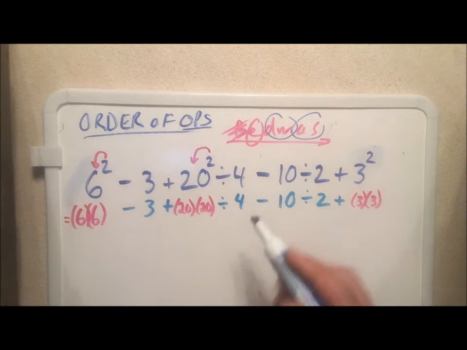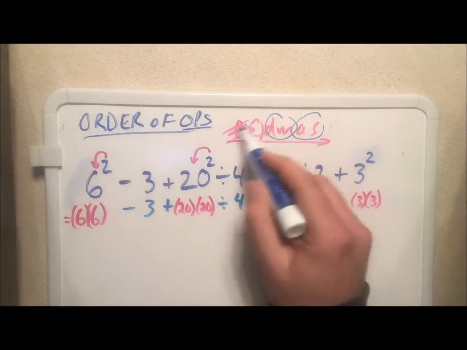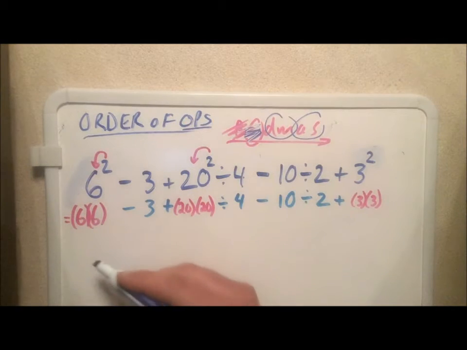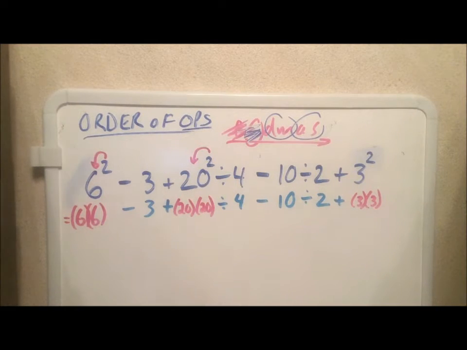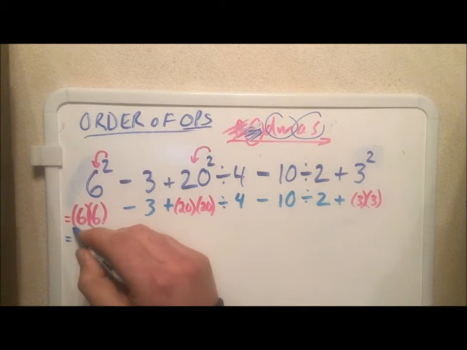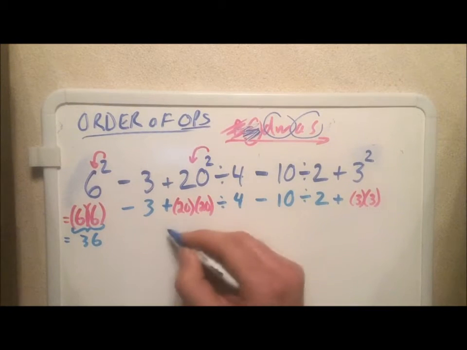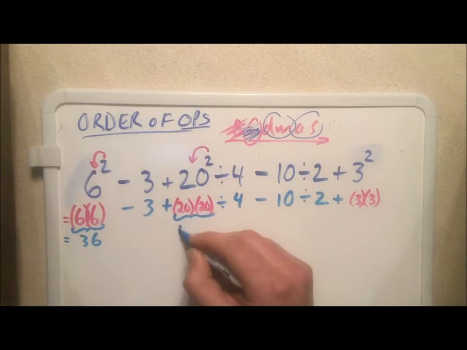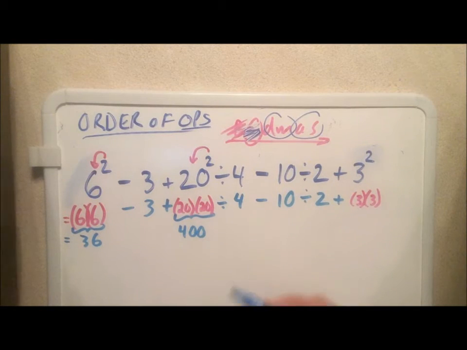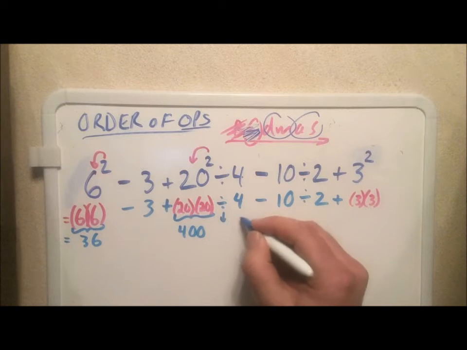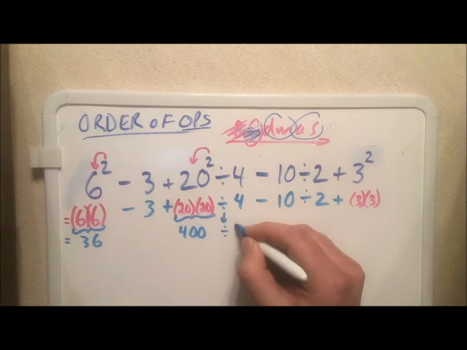Now, at this stage in the game, we have no more exponents, so we can cover up the exponent. Now we're looking at division and multiplication, so that's what we're going to do next. So we start with an equal sign. There's multiplication right there. There's a 36. There's multiplication. That's 400. Oh, look at this. You know what I'm going to do? I'm going to show you how this works right now.